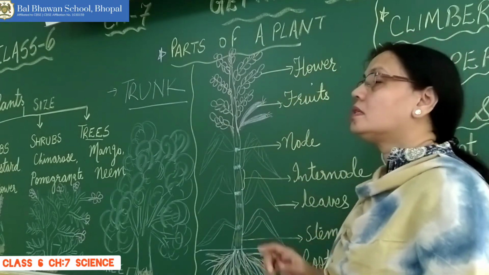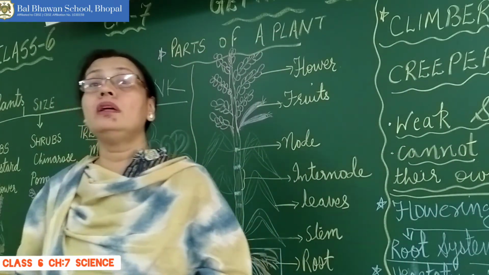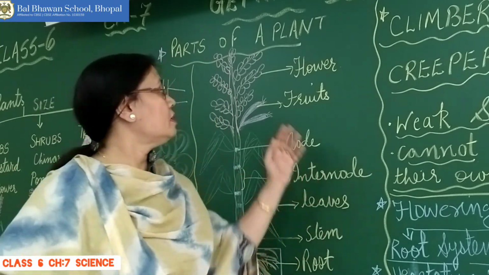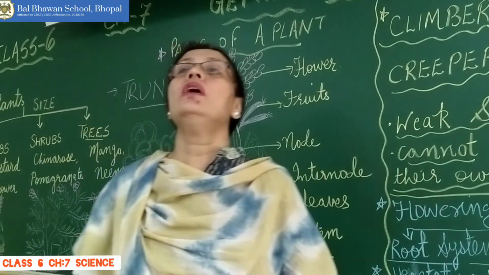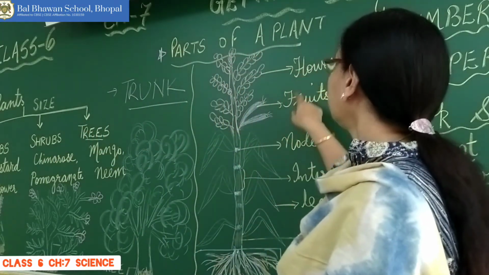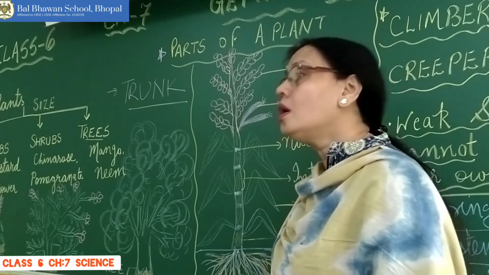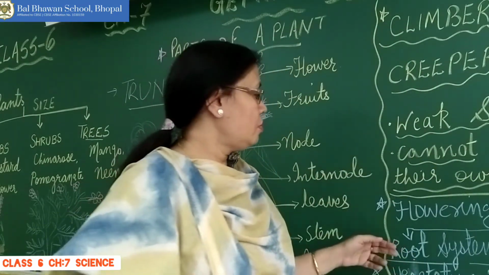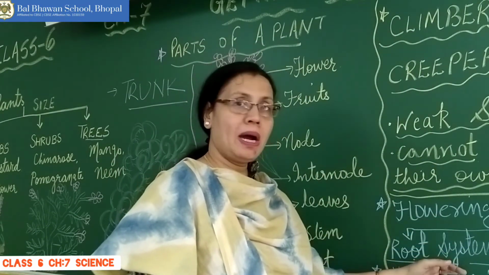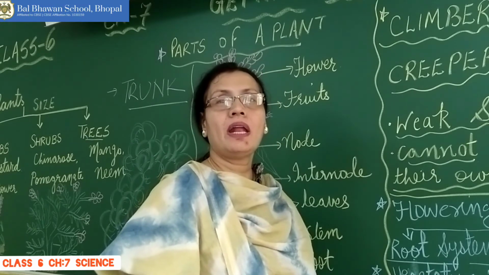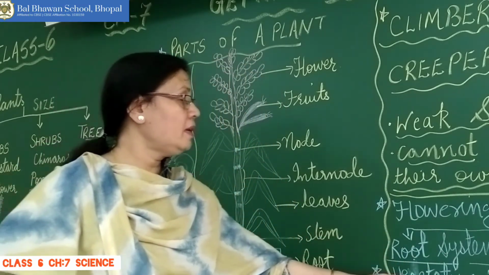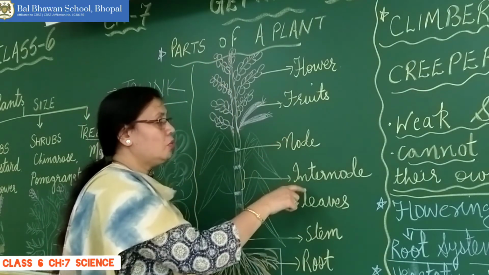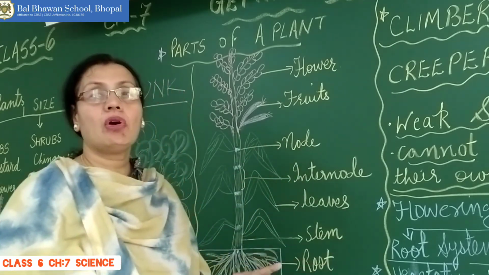Coming to the next part, that is the flower, the most beautiful and colorful part of the plant, which definitely attracts. Most importantly, flowers take part in the process of reproduction. Coming to the next part, that is the fruit: our flower after reproduction changes into fruit. Now children, we can also classify the plant parts into two categories. One is called vegetative part and the other is called reproductive part. By vegetative part, I mean the part starting from root till node, internode and branches. Those parts are called vegetative parts.